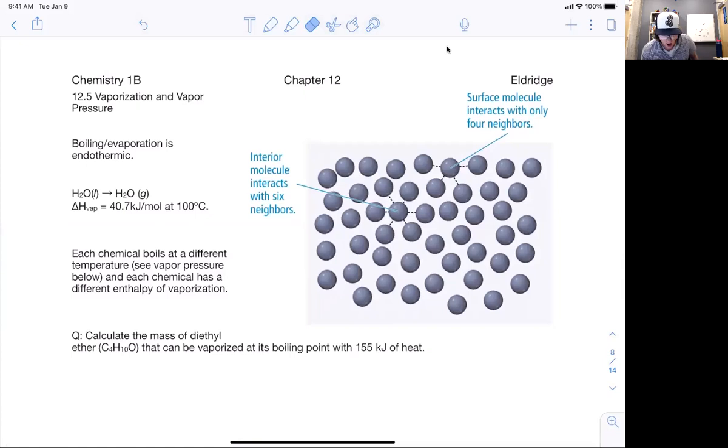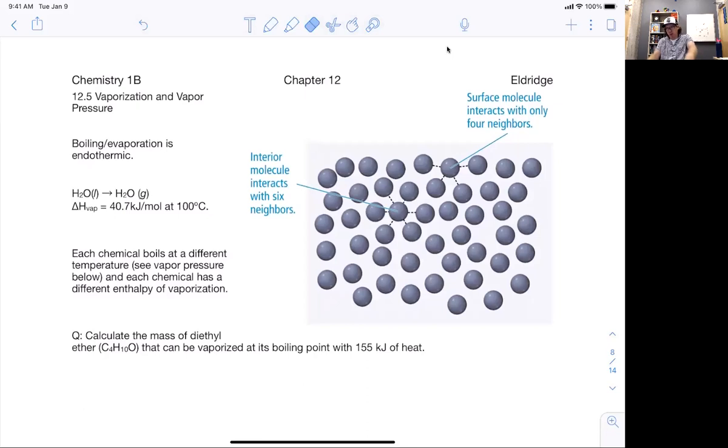The higher up you go in your science courses, the more intermolecular forces you'll see. And now we get to dive into 12.5, vaporization and vapor pressure a little bit. So we learned about intermolecular forces and what's holding chemicals together in the liquid and solid phase. And now we're going to talk a little bit more about vaporization and vapor pressure.